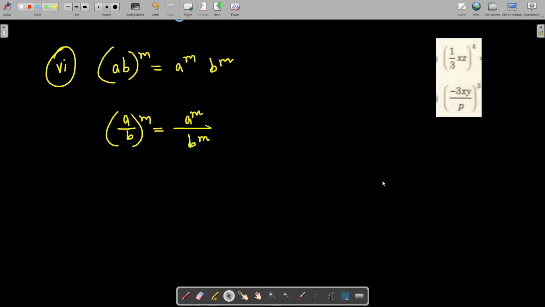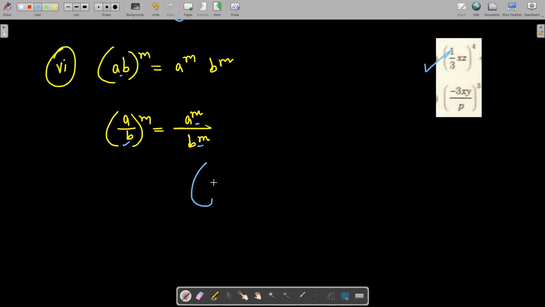Very simple. What I told you yesterday is when there are two numbers and there's a common power, when we bring them out of the bracket, we'll have to give the power to each of the numbers, whether they are multiplied or there is a fraction. See, when I brought that out of the fraction, I gave the power to each one of them. Let me explain with an example.